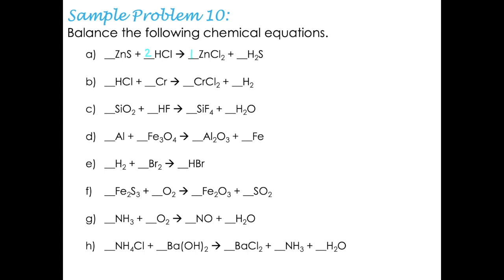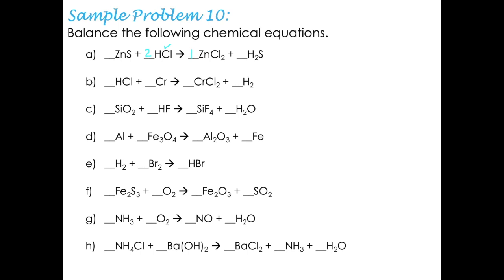You're only adding these coefficients, those numbers, to the front. What I like to do when I'm balancing is, once I've balanced something, put a little check mark above it, so that I know I can't change that coefficient in the front. I've already balanced it. I don't have to go back and double check the number of chlorines.